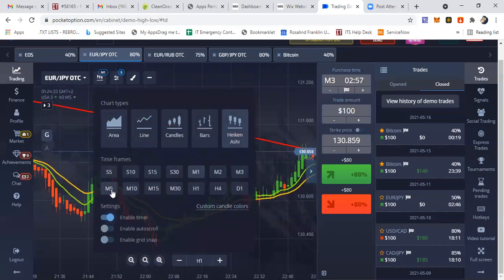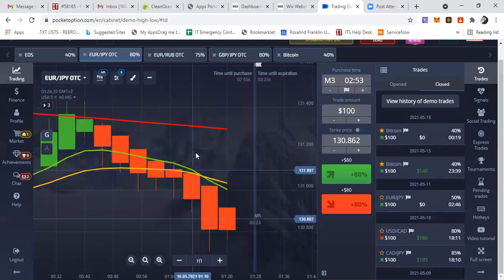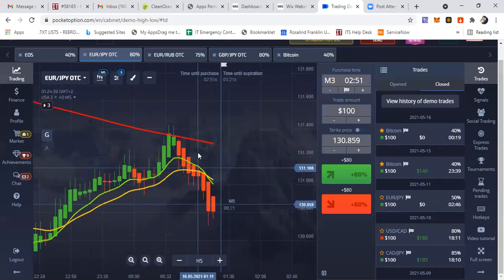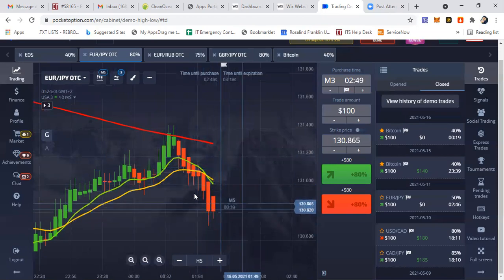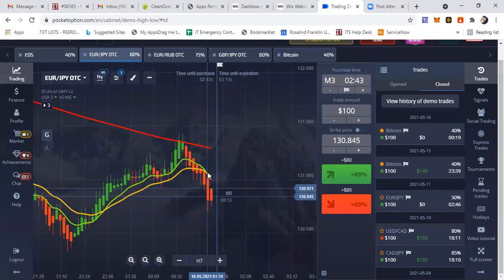work on the 1 minute? No, it works on all time frames. So let's look at the five, right? This is a perfect example. This just happened, right? We're in a downtrend. The crossover just happened here, right?